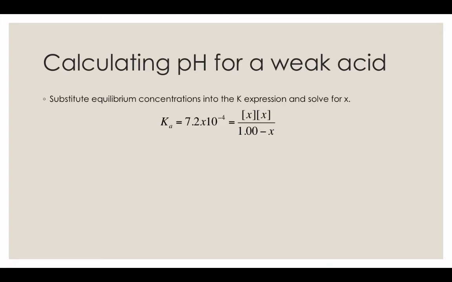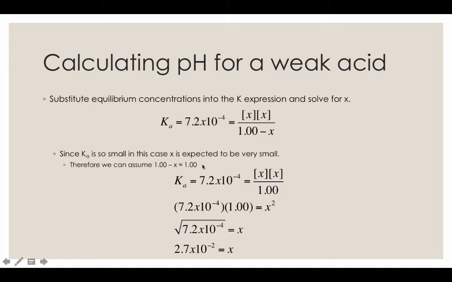This expression here could be somewhat problematic mathematically. However, since Ka is so small in this case, we expect x to be a very small value. Therefore, we can make an approximation. We can assume that x is going to be so much smaller than 1, the initial concentration, that we can actually drop the minus x from the denominator. This will greatly simplify our math. Now, with our new expression, we can solve for x and find that we get an H+ concentration of 2.7 times 10 to the negative second.